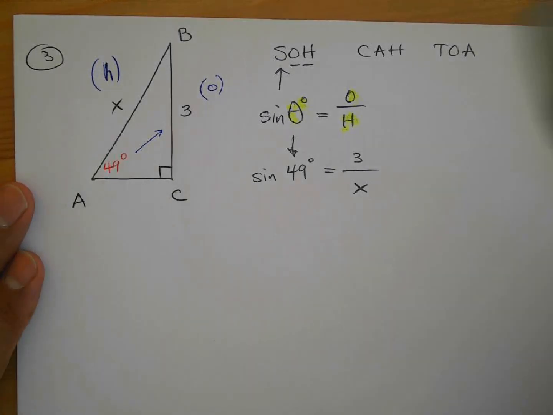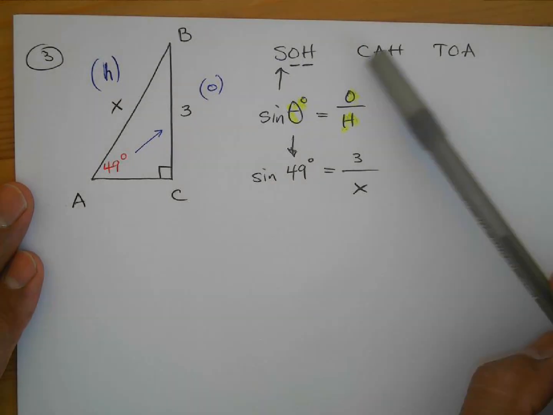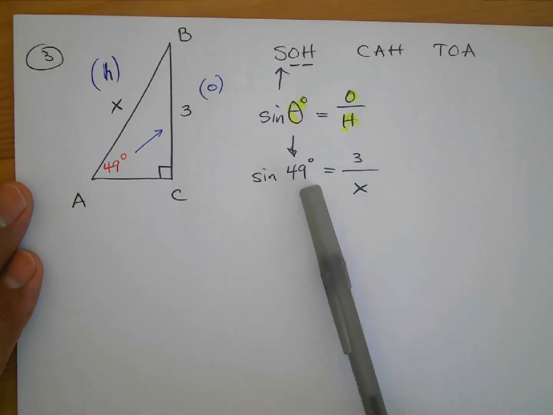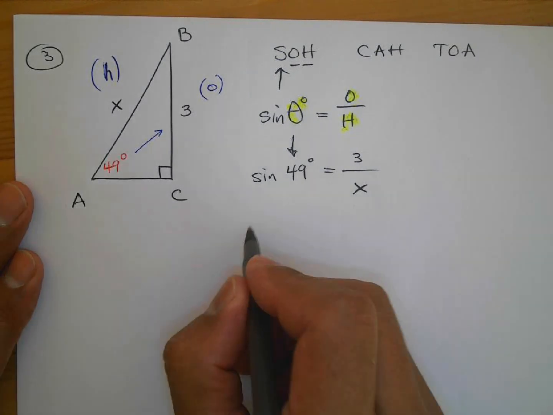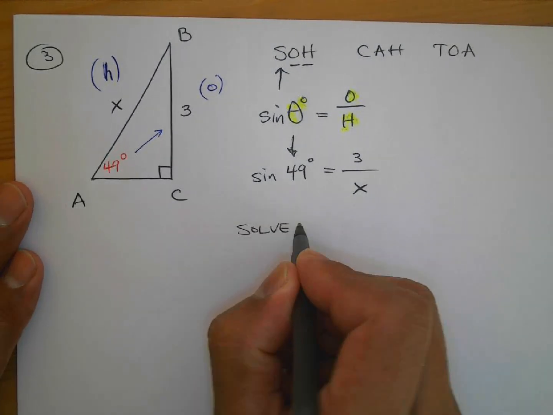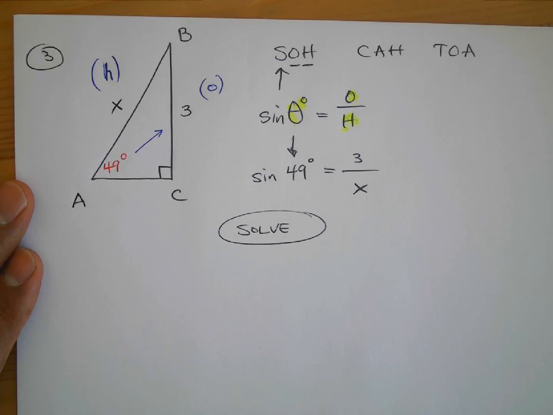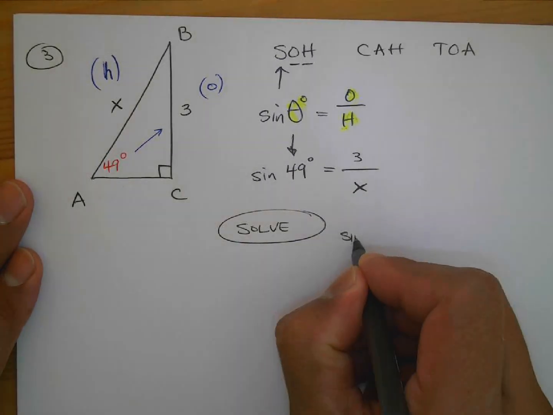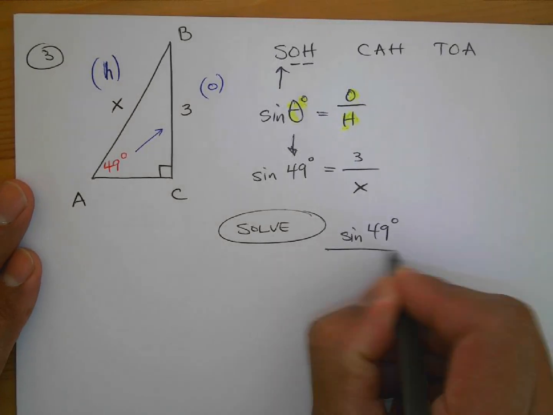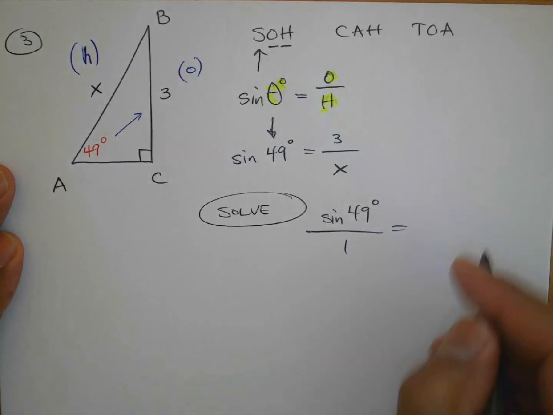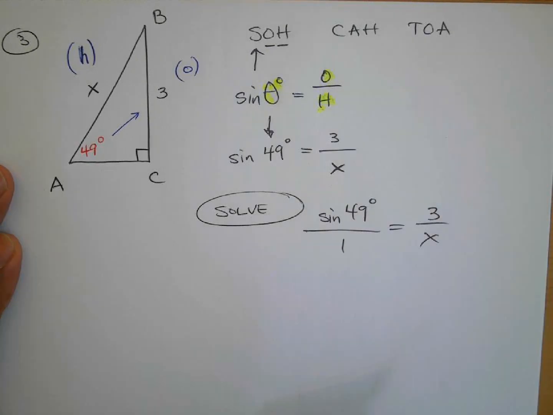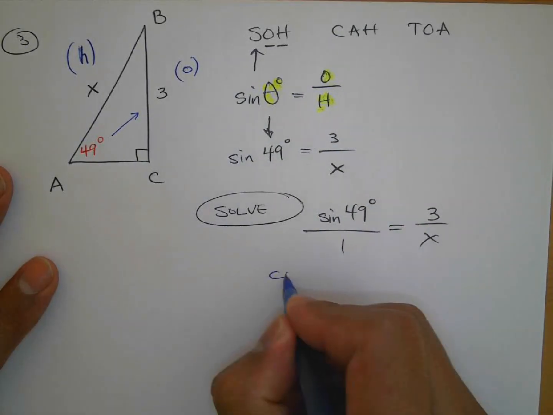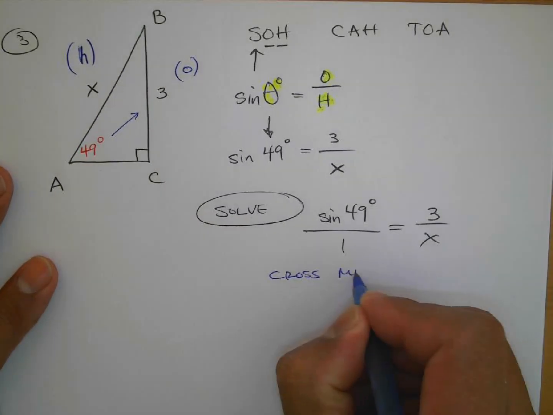Step 1, label the sides. Step 2, figure out which function or which ratio you're going to use. Step 3, set up the proportion. And then finally, the solving part. How do we solve this? Well, remember, you want to see this as a fraction or a ratio equal to another fraction or a ratio, because then you're going to cross multiply.